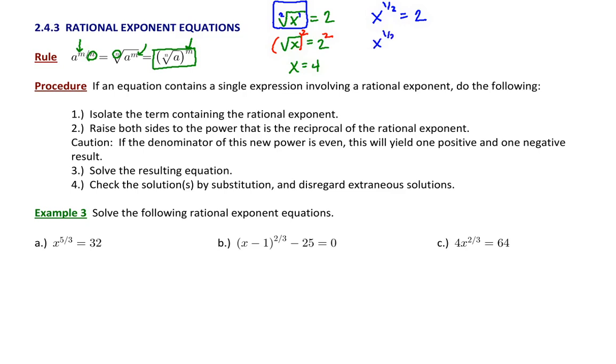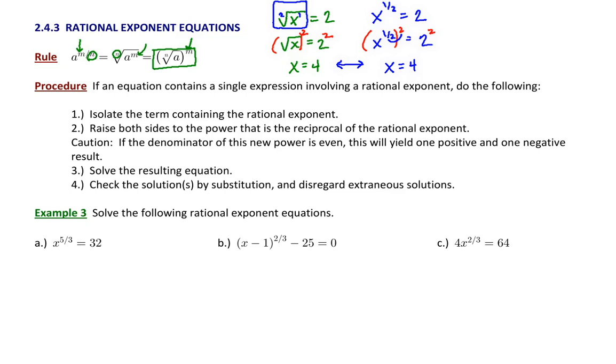Now notice I can solve this equation by squaring both sides, just as I did with the radical. Remember, when you raise a power to a power, you multiply the powers. So 1/2 times 2 gives me 1. I get x to the first power equals 4. So either way, you get the same answer. Ultimately, rational exponent equations are just like radical equations, except they have different notation. So the procedure for solving them is very similar. If you can make that connection, it'll make these a little bit easier to learn.